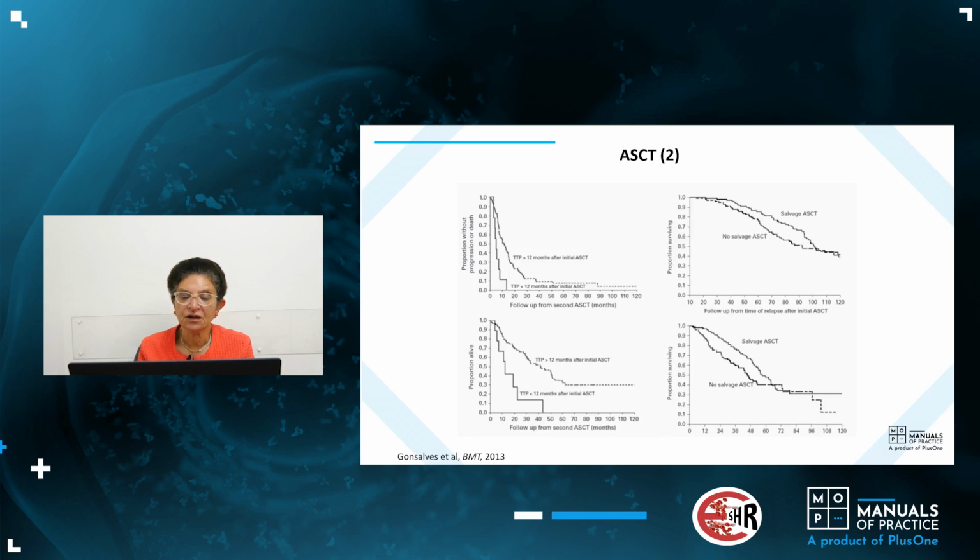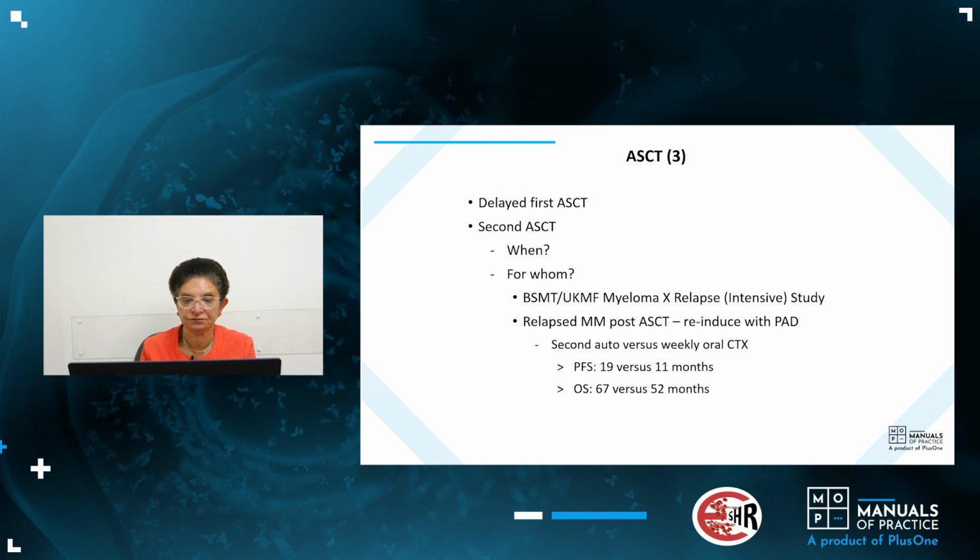Well, in the relapse setting, some of the patients can have a better progression-free survival, especially if the time to relapse, or the time to another stem cell transplant, is more than 12 months after the initial stem cell transplant. And as you can see, the progression-free survival is better if the patient relapsed late and then received, after the treatment of relapse, a second stem cell transplant. So, when and for whom the second stem cell transplant?